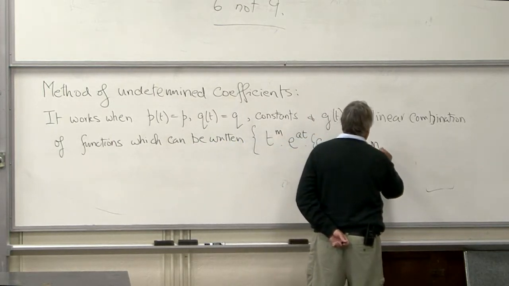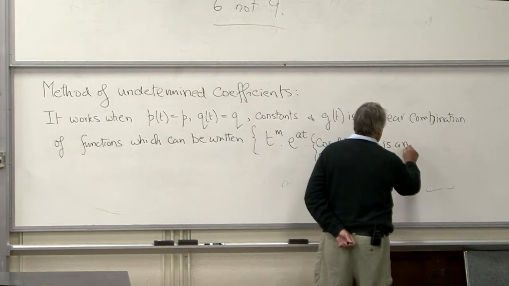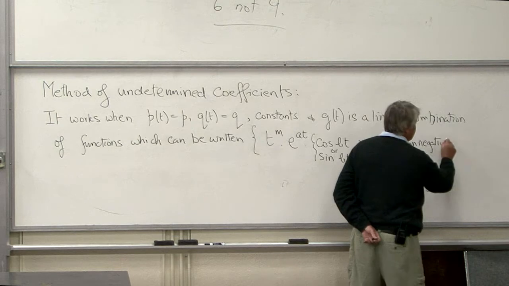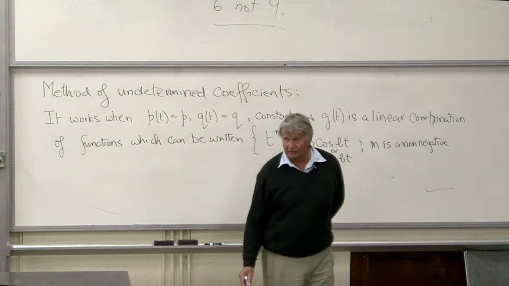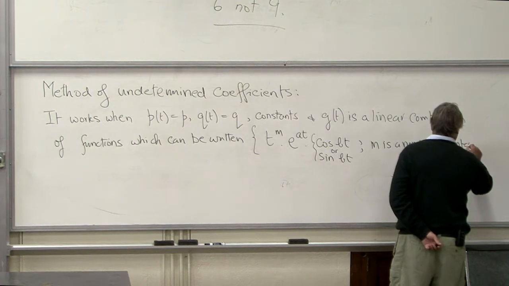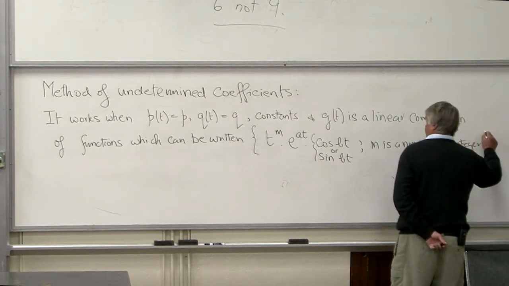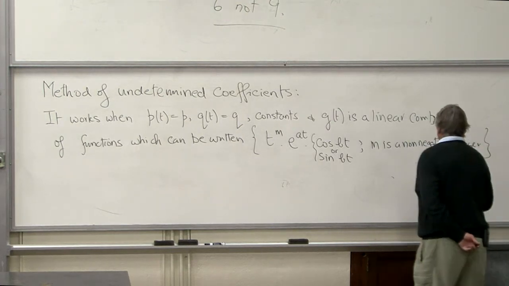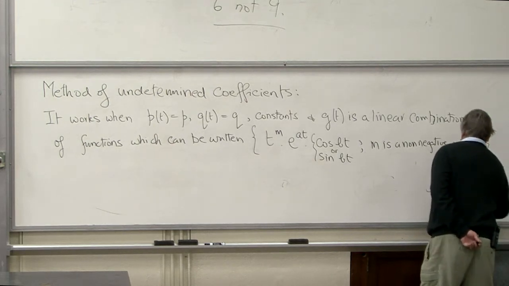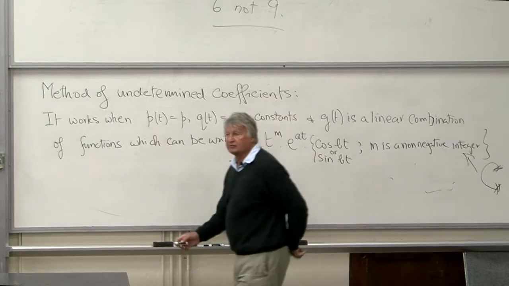Where m is a non-negative integer. It's an integer, but it can also be 0. Positive integer, but also 0. We'll call that class of functions C.